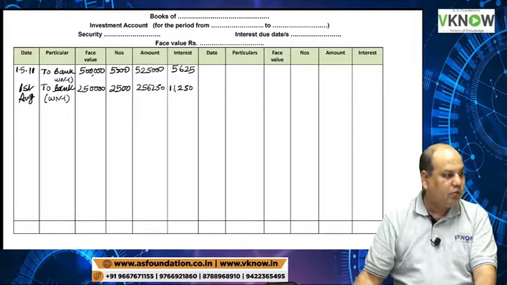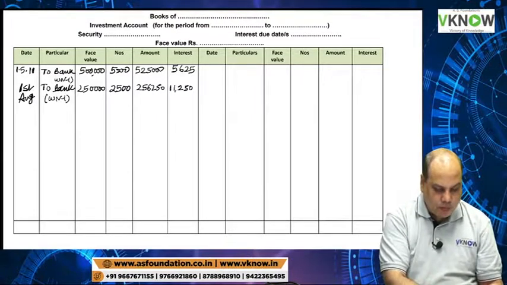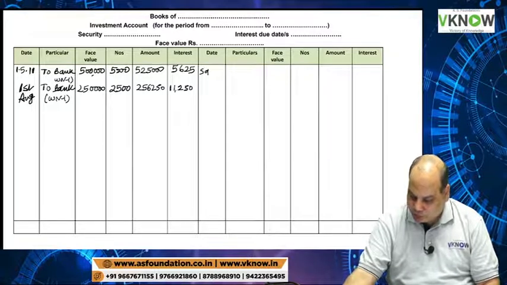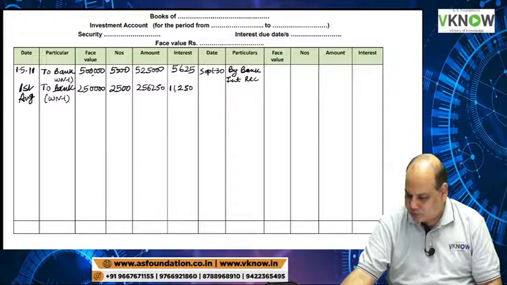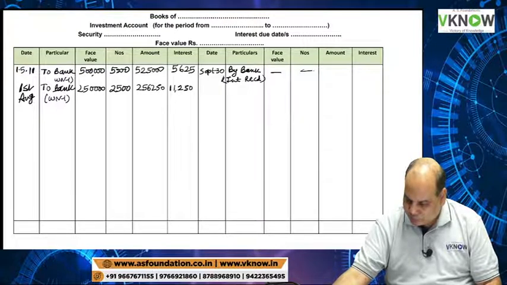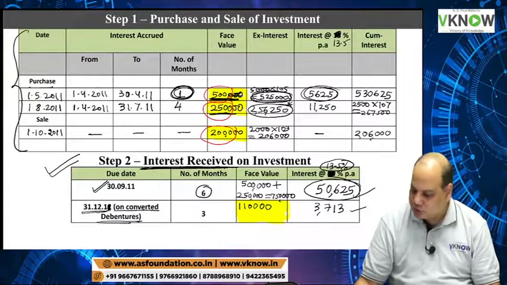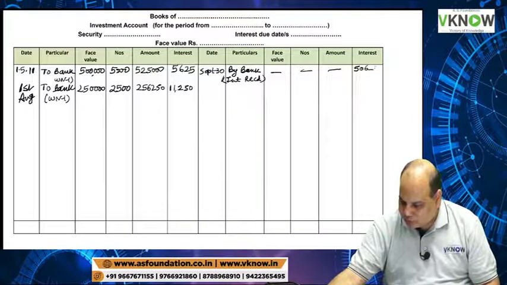11,250. Now write down by interest, September 30, by bank, interest received. Go to working note 2. Here, 50625 you will find. 50625.